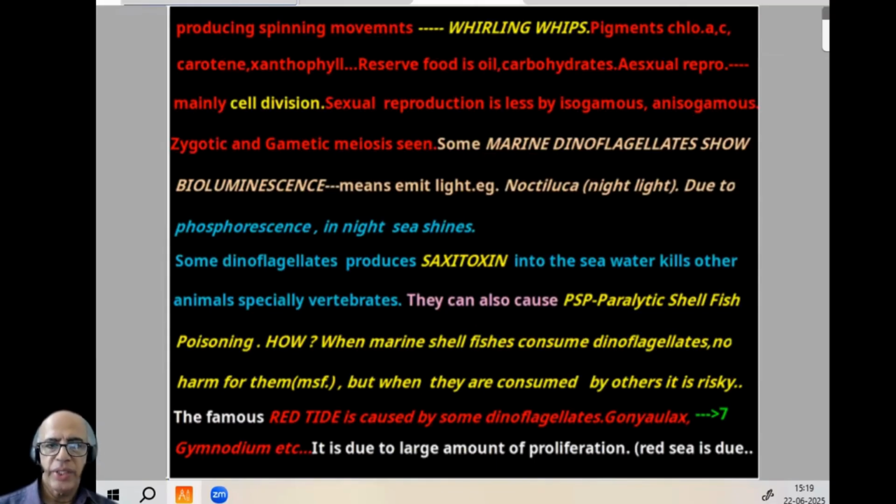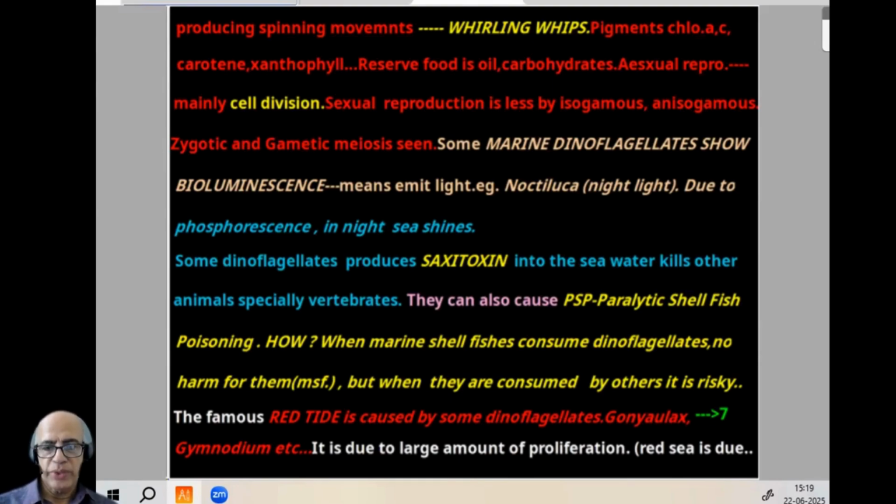Pigments: chlorophyll A, C, carotene, xanthophyll. Again, reserve food is oil, carbohydrate. Asexual reproduction is mainly cell division. Sexual reproduction is there but less, by isogamous and anisogamous. Zygotic and gametic meiosis are seen. Some marine dinoflagellates show bioluminescence, meaning they emit light. Example is Noctiluca, otherwise called night light, due to phosphorescence. At night, we can find the sea shining on the surface.